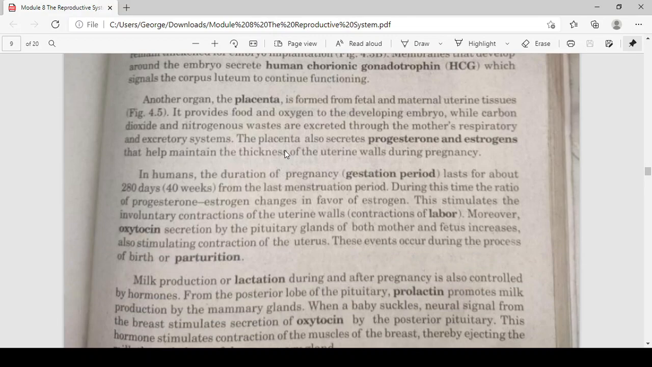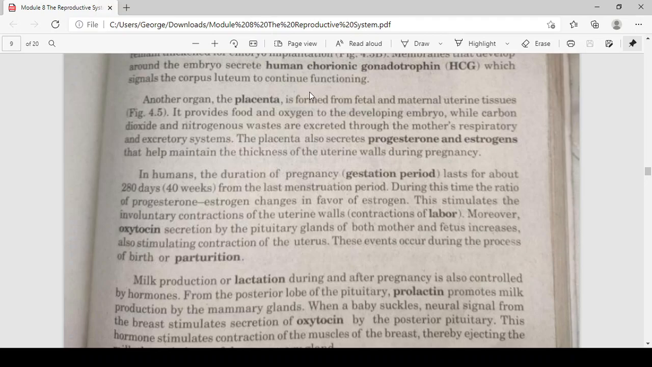Another organ, your placenta, is formed from your fetal and maternal uterine tissues. It provides food and oxygen to the developing embryo. Ang placenta, again, provides food and oxygen to your embryo or ang bata nyo. While carbon dioxide, nitrogenous waste are excreted through the mother's respiratory and excretory system. So kids, ang tae kag ihi sang imo bata amo na ginaihi mo man yung tae kung gabusong ka. The placenta also secretes your progesterone and estrogens that help maintain the thickness of the uterine walls during pregnancy.